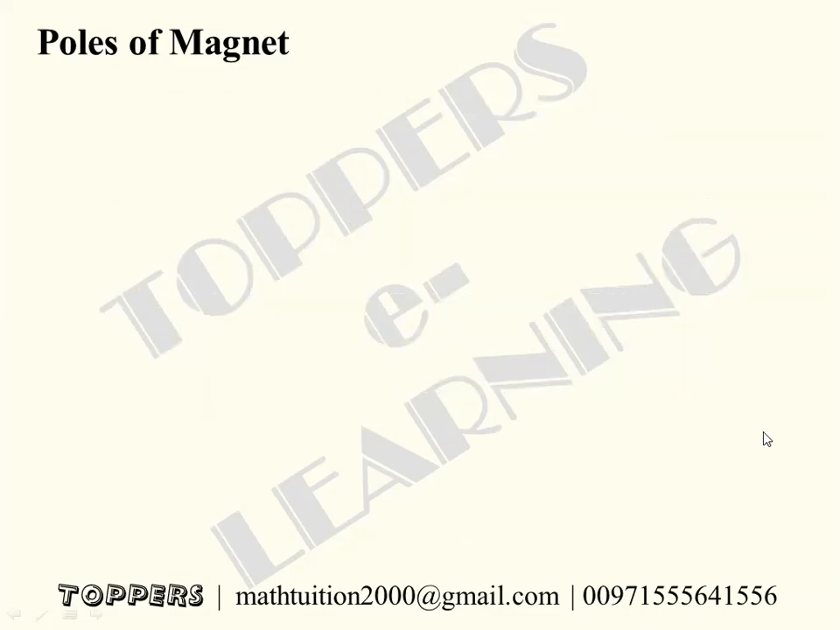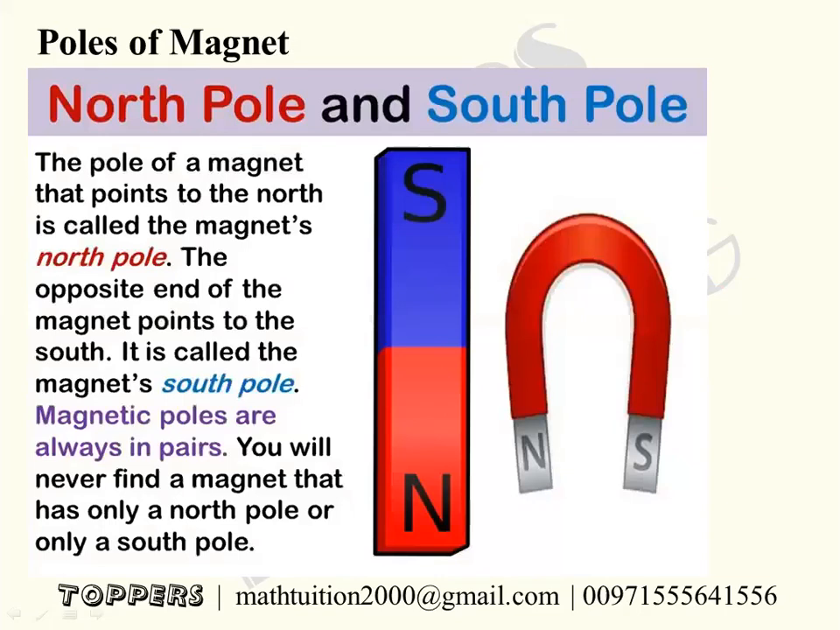Poles of a magnet. Again, you can see some pictures. This is our bar magnet, and this is a horseshoe magnet. In the bar magnet, here we have the north pole and here the south pole. Similarly, the horseshoe also has a north pole and a south pole. Don't think that north is here and south is here. No, in the case of the horseshoe, it will be like this.